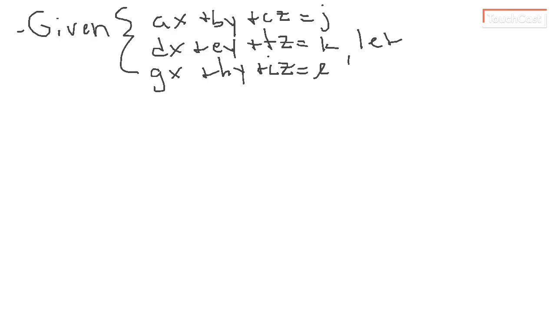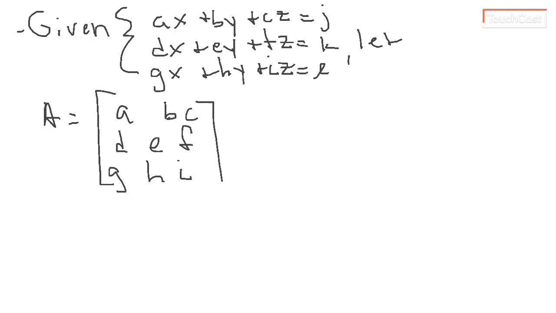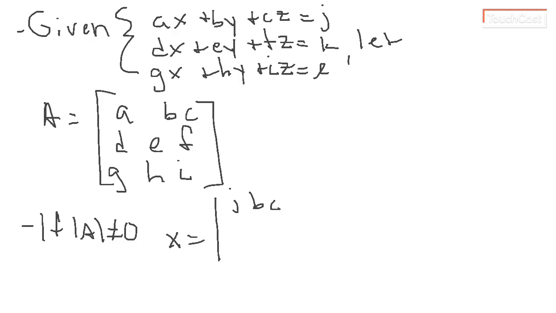we can let our coefficient matrix A equal, our first row is A, B, C, second row is D, E, F, and G, H, I. That's our coefficient matrix, and as long as the determinant of A does not equal 0, then the system has a unique solution, and x is found by taking the determinant of JBC, KEF, and LHI divided by the determinant of A.